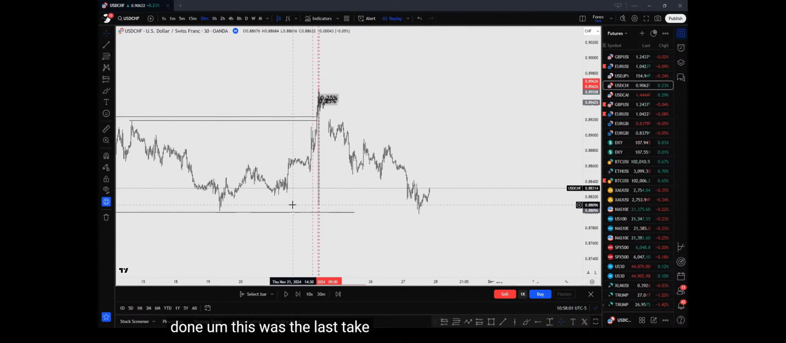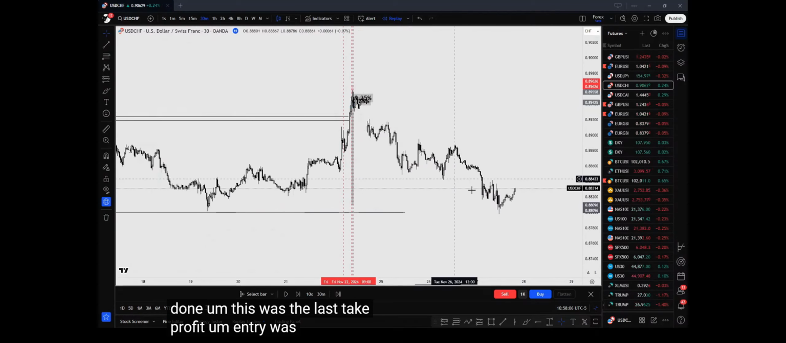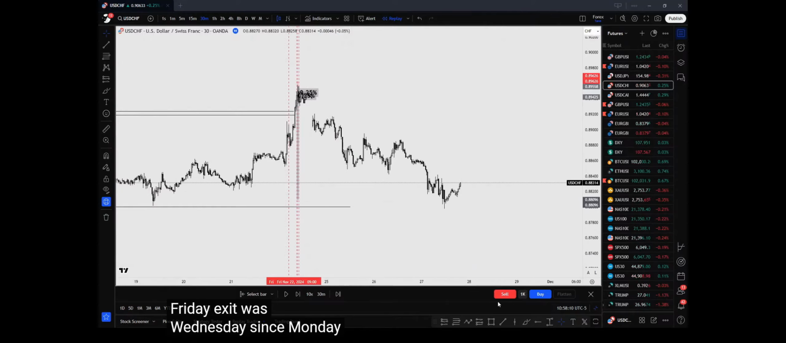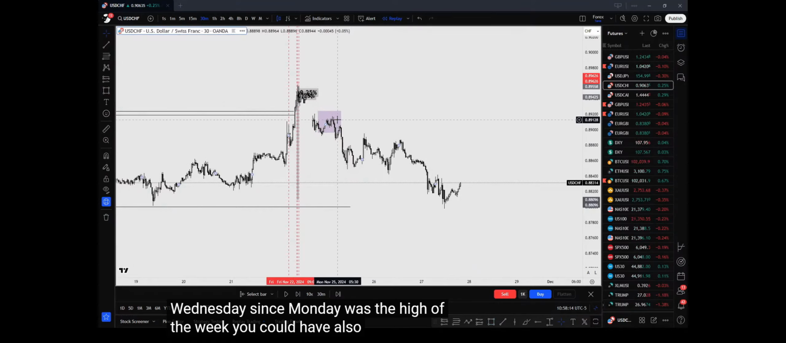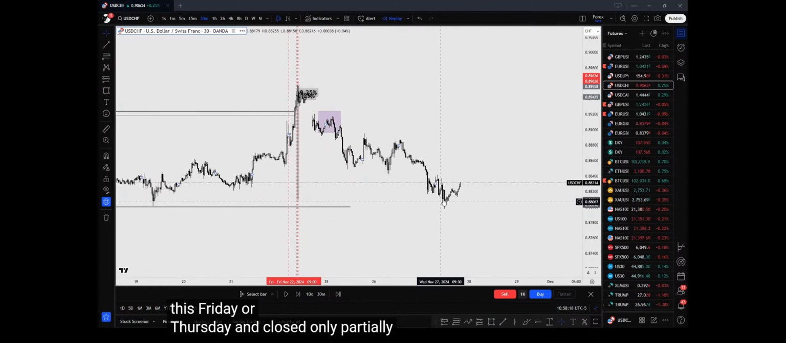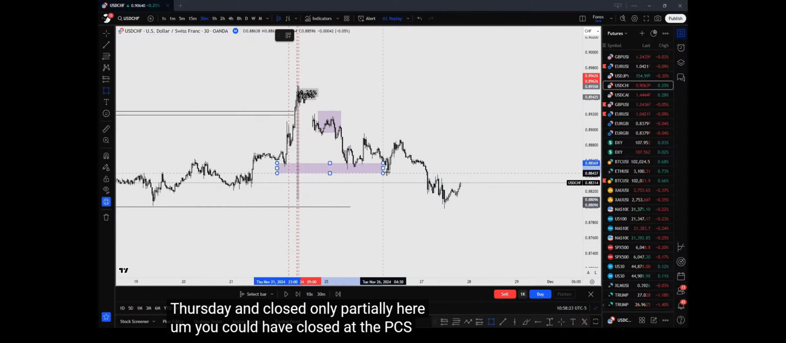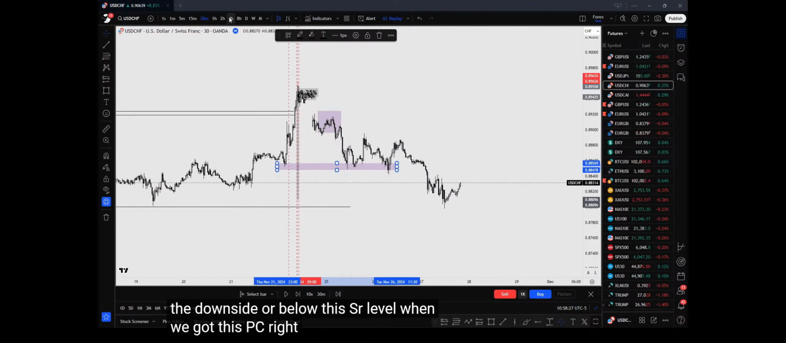Done. This was the last take profit. Entry was Friday. Exit was Wednesday. Since Monday was the high of the week, you could have also closed it Friday or Thursday and closed only partially here. You could have closed at the PCs on the downside or below this SR level when we got this PC right here. Let's look at the PCs.